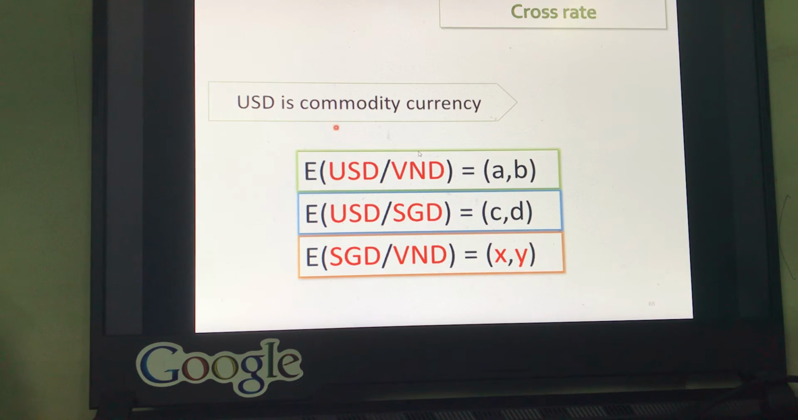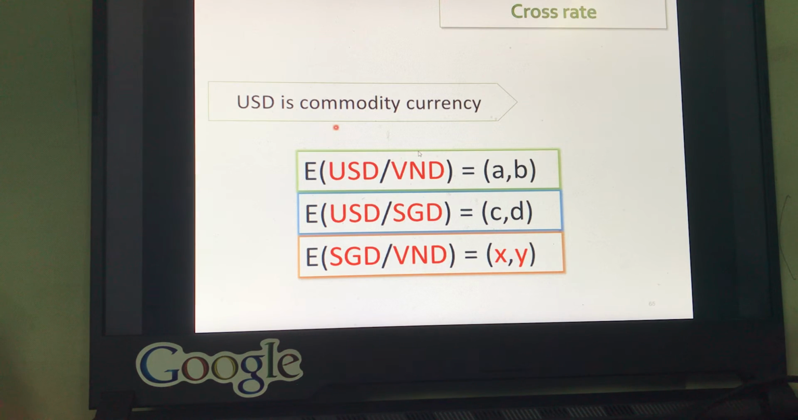Okay. So in case one, we have the USD as the commodity currency. And we have the information of the USD against VND and USD against SGD. Now we need to compute the exchange rate of the SGD against VND. In this third exchange rate, the cross exchange rate, SGD is the commodity currency and VND is the term currency. And what is X? X is the bid rate of the SGD against the VND.